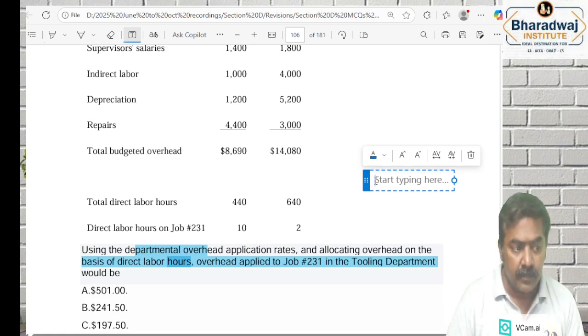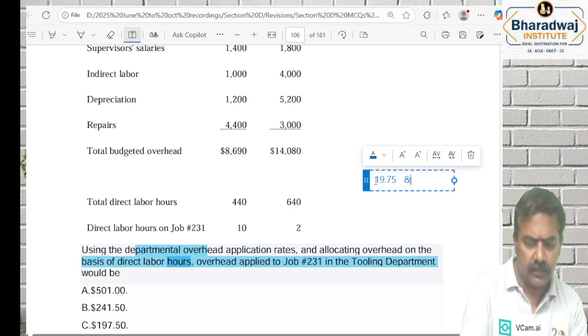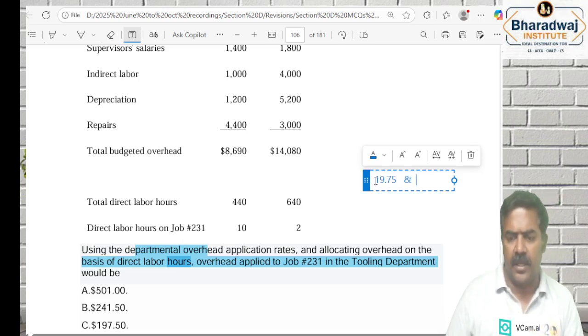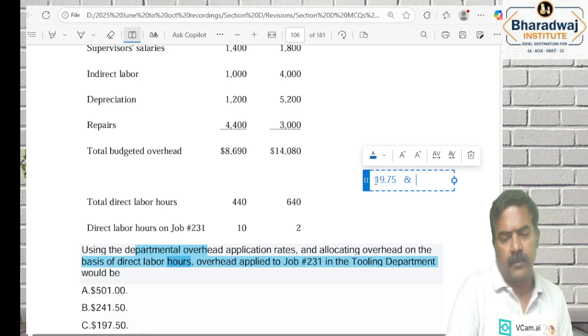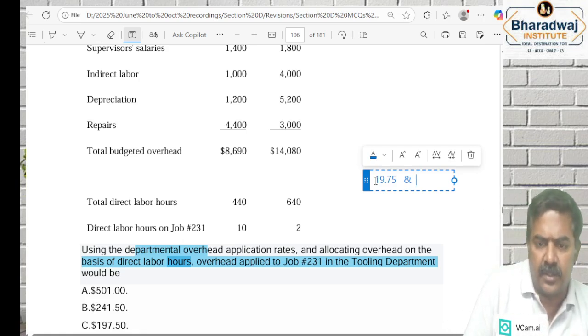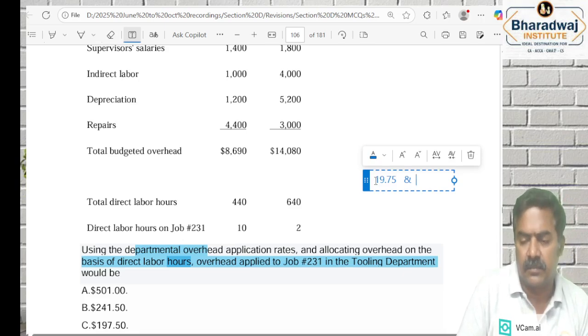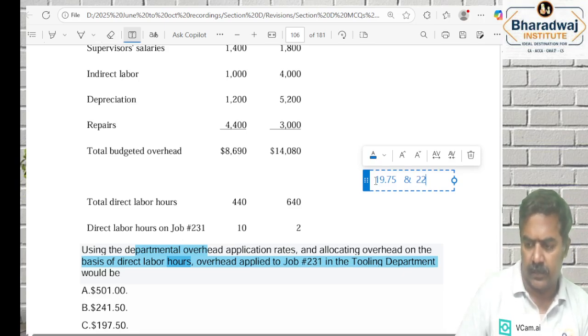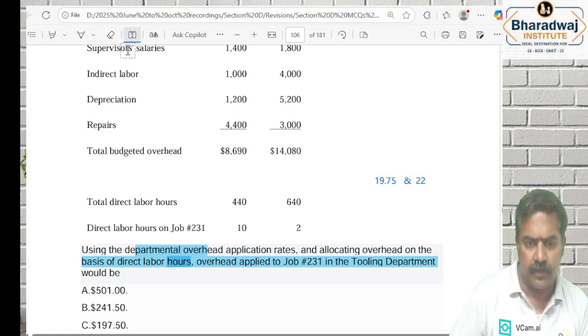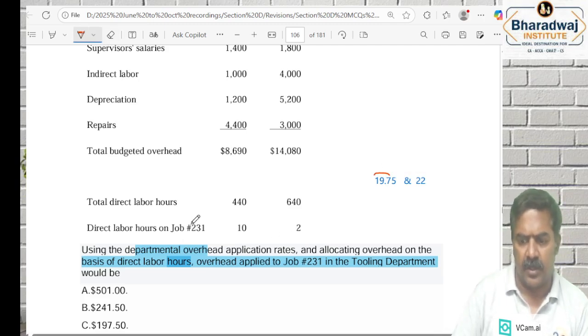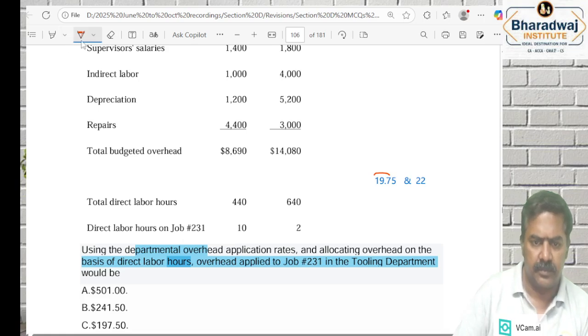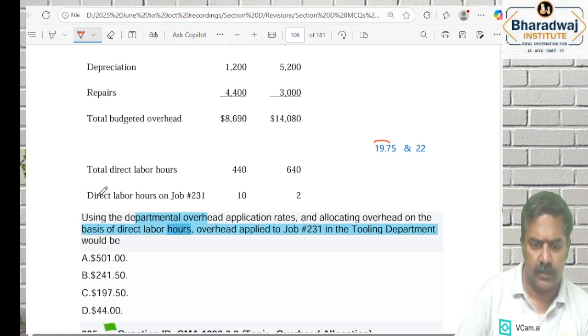19.75. And the other one? 14,080 divided by 640. That is 20. So multiply 19.75 into 10 plus 22 into 2. 241.5.